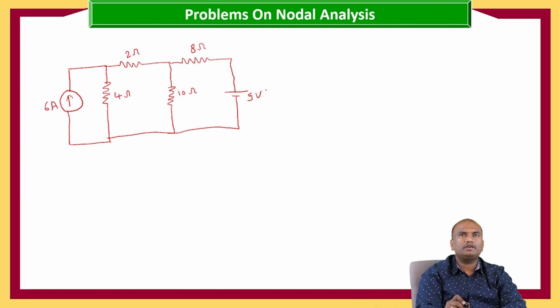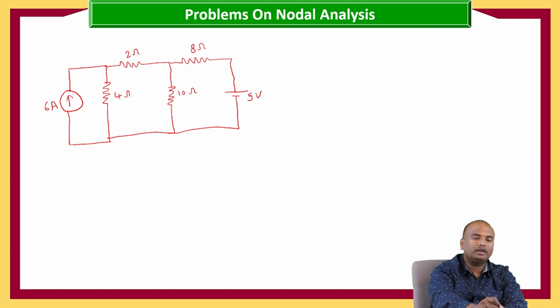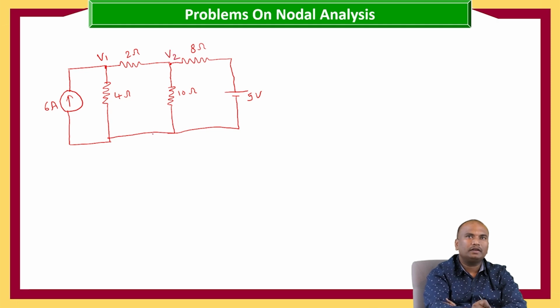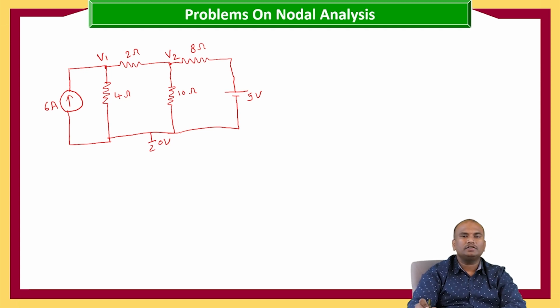Here, first we need to identify the number of nodes, give the voltage magnitudes, and also give the reference node. So this is our node 1. Let us consider this node 1 voltage as V1, this node voltage as V2, and this node voltage as 0 volts. Now let us write KCL at node 1.